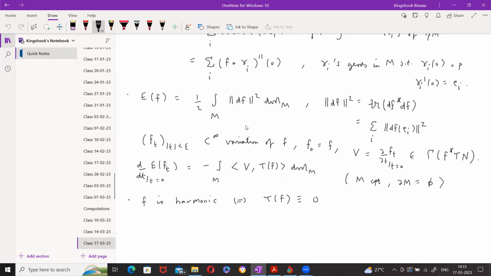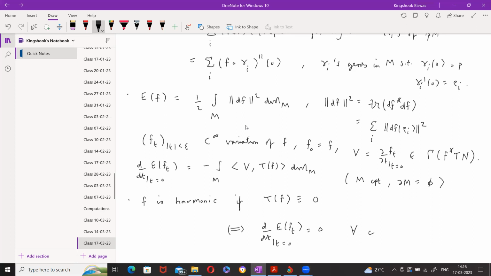Sir, so harmonic implying tension field equal to 0 holds true only for compact manifolds without boundary? No, no. The definition of harmonic, this is the definition: F is harmonic if its tension field is 0. And this is equivalent to the first variation of energy equal to 0 for all variations which are compactly supported.